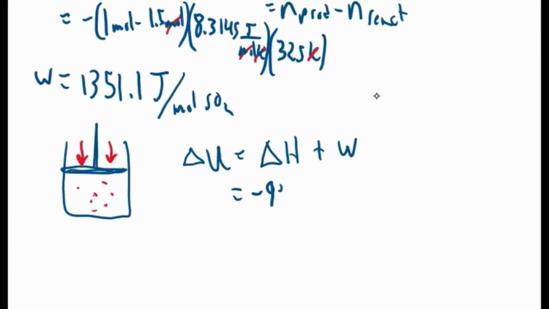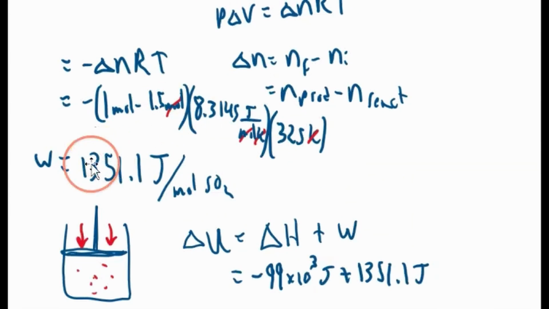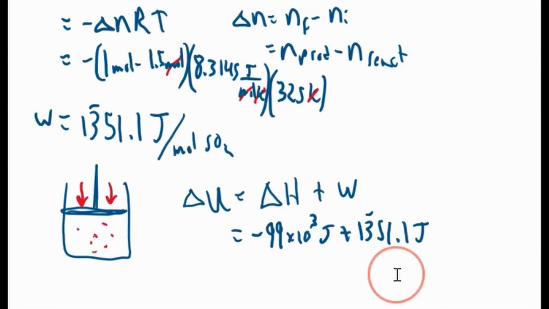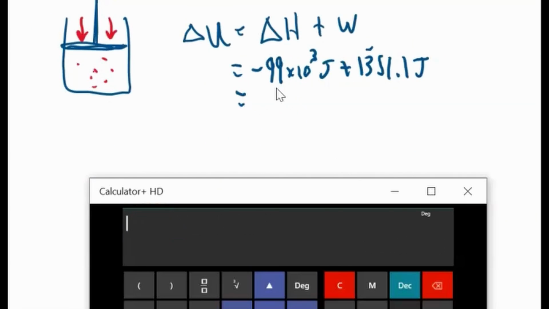Now we're in kilojoules, so I'll put this into joules, times 10 to the 3 joules, because there's 1,000 joules in a kilojoule, plus 1,351.1 joules. This is a lot of digits here. We only have one significant figure in this, unfortunately. I'll make it 2 for now, but really there's only one. I don't know if your teacher is that big of a stickler or not. Times 10 to the power of 3, plus 1351.1.